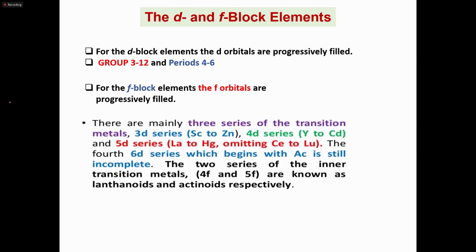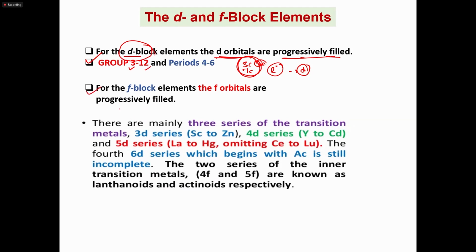Here we have mentioned the same thing: in d block elements, the d orbitals are progressively filled. Why are these elements called d block elements? Because for elements like scandium and titanium, the last electron goes into the d orbitals. That's why these elements are called d block elements. So group 3 to 12 are called the d block elements.